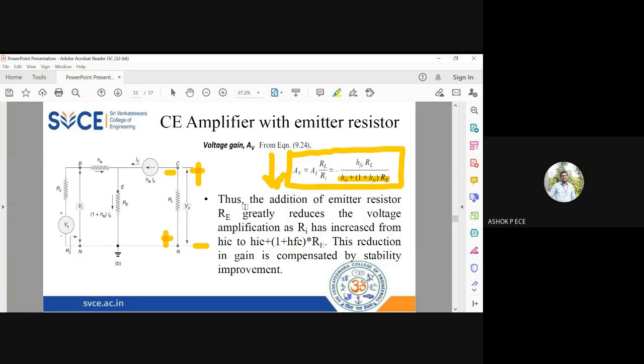That's what is given here. If you see, the addition of emitter resistance will reduce the voltage gain, but it will increase the input resistance. But this reduced value of voltage gain is not going to be a big concern for me, and it is going to improve the stability of my amplifier. So you have to look at all angles. Just one extra resistance is added, right? See how that is impacting all the parameters of your circuit.